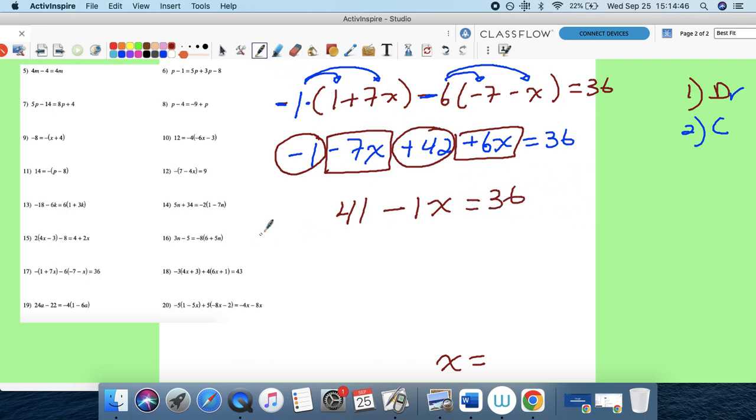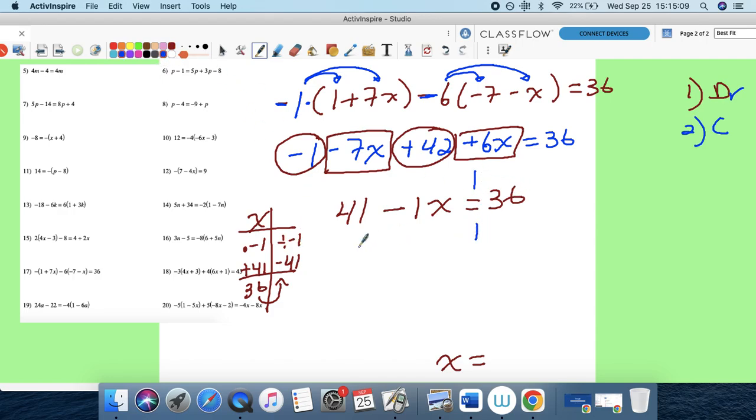If you make this little story, which comes in handy, we have a variable called x. It's being multiplied by negative 1 and then added to 41. Remember that 41 is positive. Somehow you get 36. Going backwards, the inverse operation we're going to use is minus 41 and then divide by negative 1. So let's see if that works out.